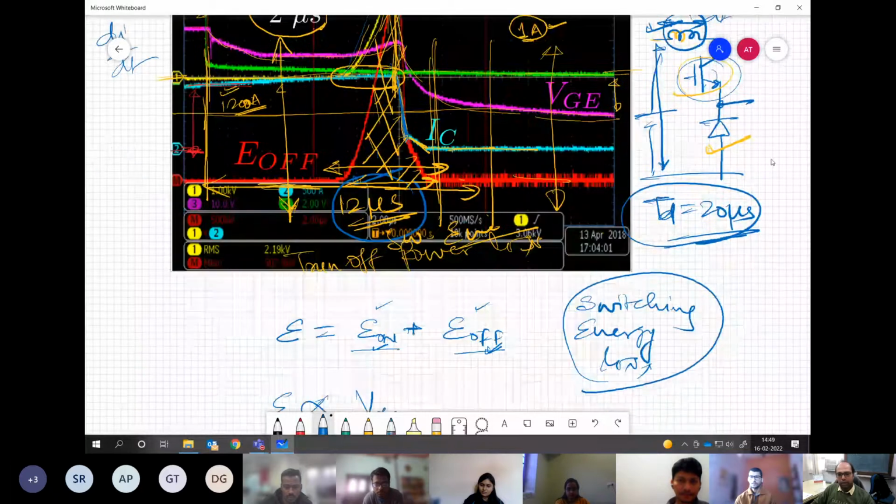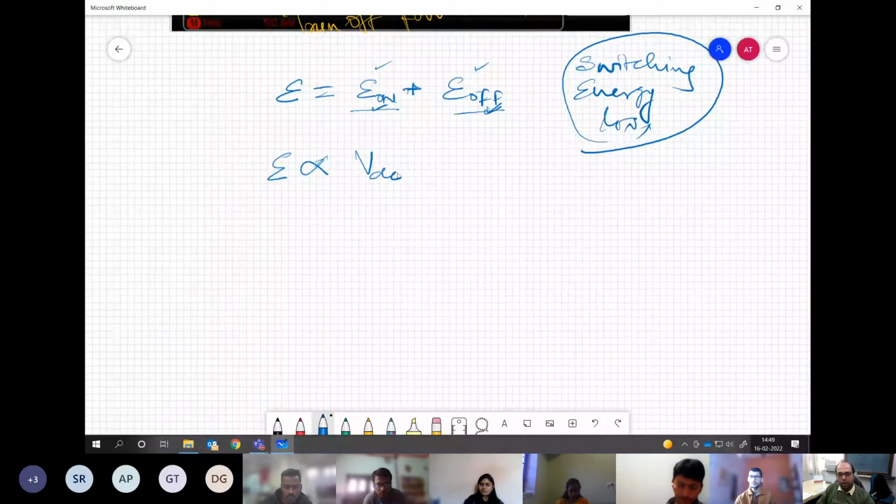So one parameter on which this energy is dependent is VDC. Another parameter on which this energy is dependent is the rated current. Of course, it is changing in the sinusoidal cycle, so you can take something like the RMS or the average of the half cycle. You can consider that for computation.